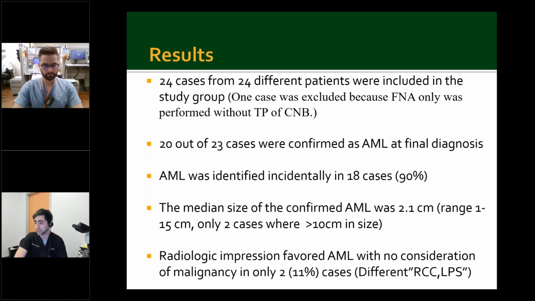Regarding the radiologic impressions, they were available in 19 cases, and among these, angiomyolipoma was considered as a differential diagnosis in around 60%, 11 cases, meaning it was in the list of potential diagnoses based on radiologic findings. However, angiomyolipoma was favored without consideration of other malignancies in only 2 cases. And in the remaining 17 cases, the differential considered one or more malignant processes such as renal cell carcinoma, liposarcoma, or metastatic carcinoma.